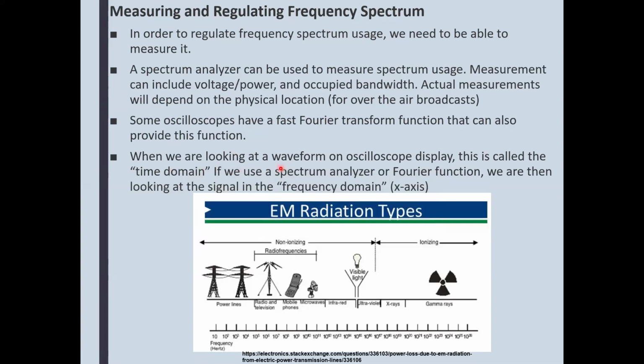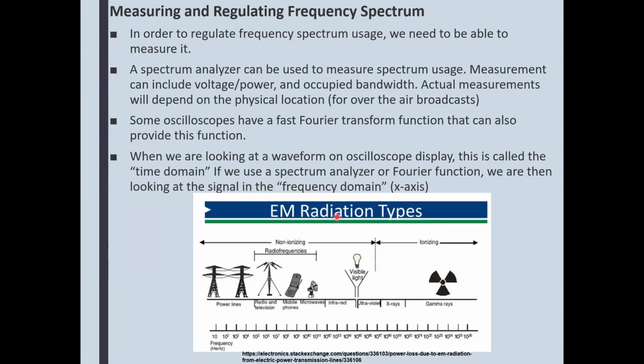When we're looking at the waveform on an oscilloscope display, this is called the time domain, which I explained at the beginning of the class. If we're using a spectrum analyzer or Fourier function, the FFT, we are then looking at the signal on the frequency domain on the x-axis. Okay?